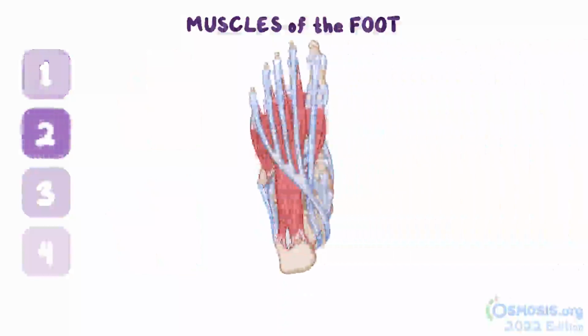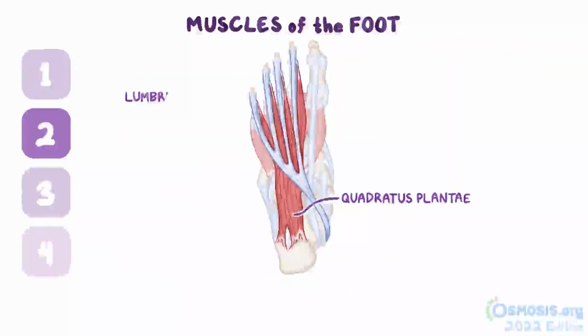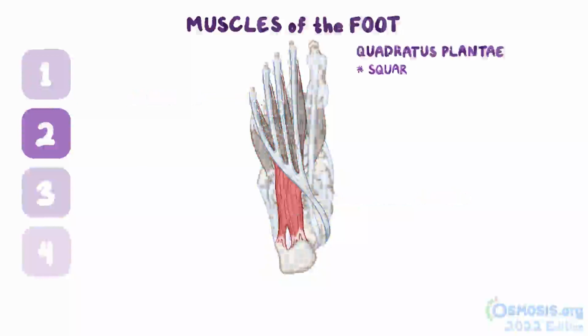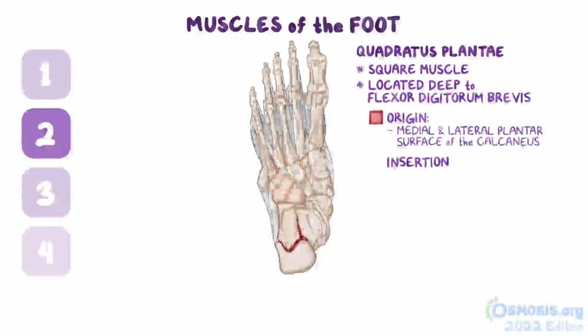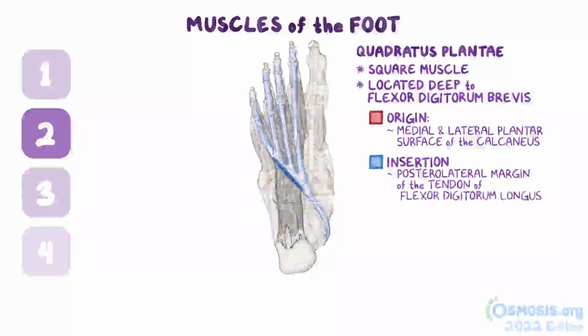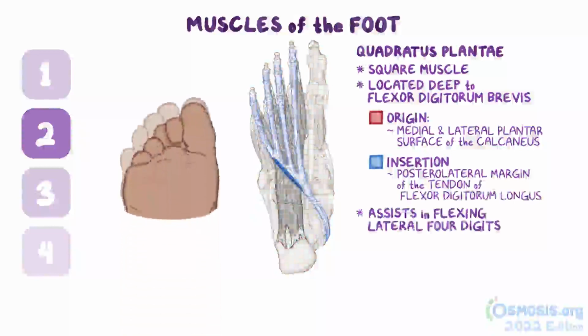The second layer, composed of 2 muscles, is made up of the quadratus plantae muscle and the 4 lumbricals, which we will count as a group. The quadratus plantae is a square muscle located deep to the flexor digitorum brevis muscle. This muscle originates on the medial and lateral plantar surface of the calcaneus, and it inserts on the posterolateral margin of the tendon of flexor digitorum longus. By inserting on the flexor digitorum longus, it assists this muscle in flexing the lateral 4 digits.